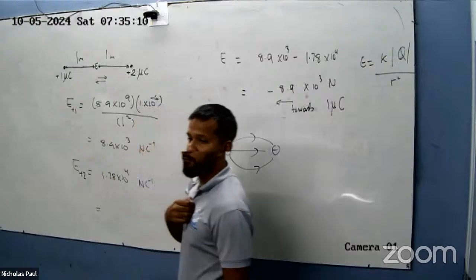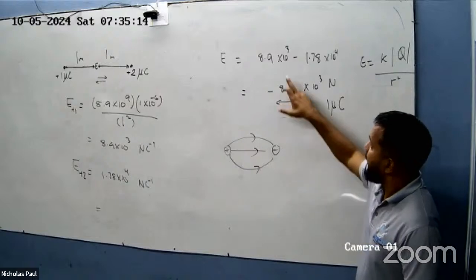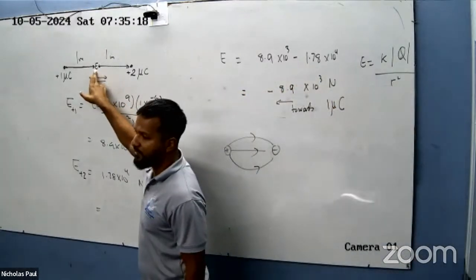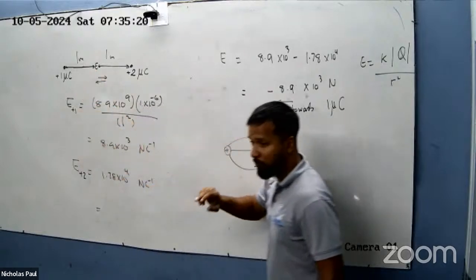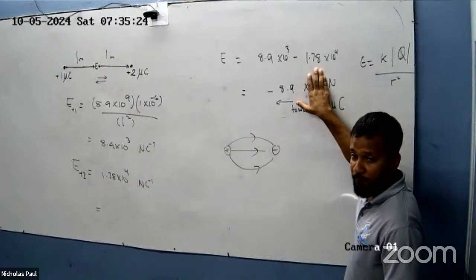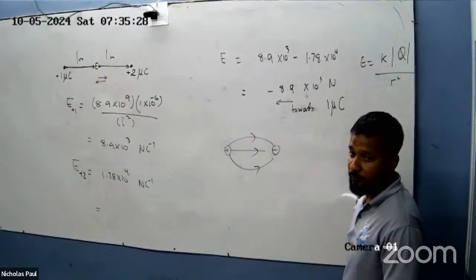What does that mean? Think about it. These two have to be equal, right? So if I ask you, where is the electric field strength 0? These two have to be equal, right? And then you add it into something like that.